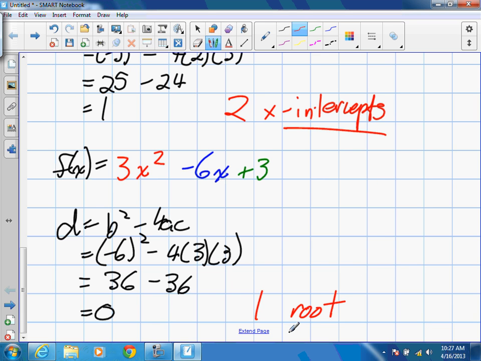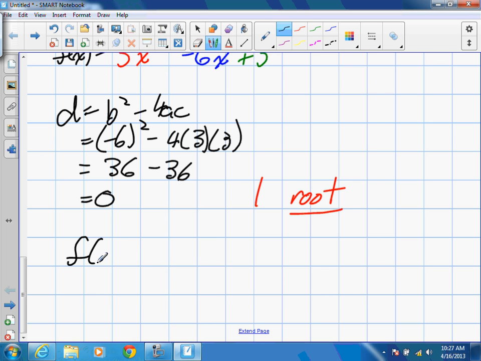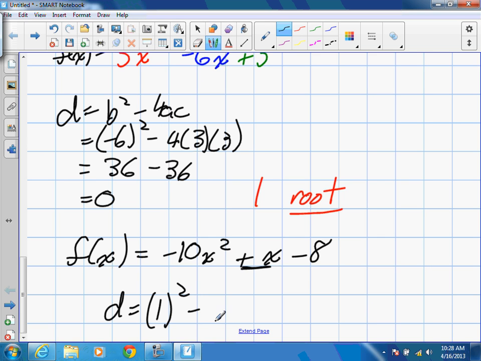Okay. And finally, let's make one last one. f of x is equal to negative 10x squared plus x minus 8. Okay? So let's plug this one in. And instead of writing this discriminant out, I'm just going to go straight to it. What's our b value here? 1. So we're going to have 1 squared minus 4 times, what's our a? Negative 10. And what's our c? Negative 8.